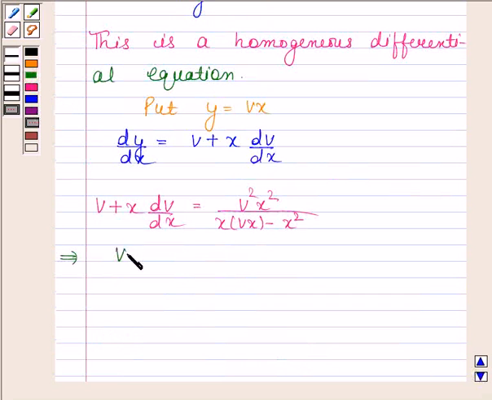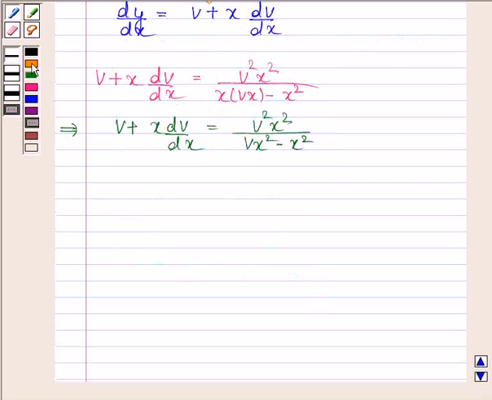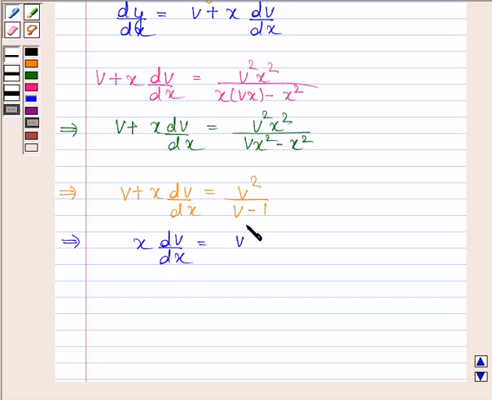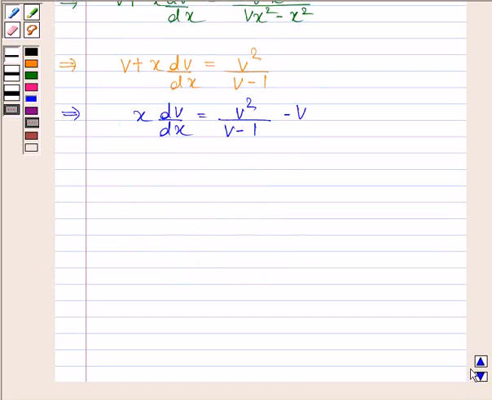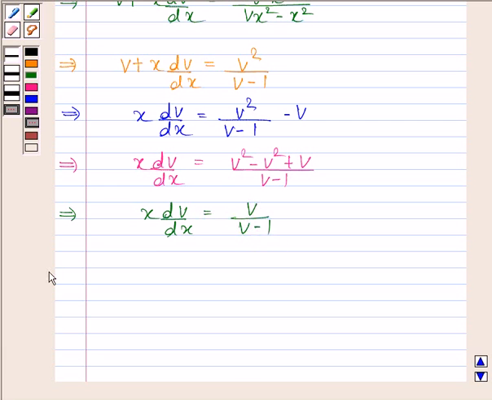This implies v plus x into dv by dx is equal to v square x square divided by vx square minus x square. This implies v plus x into dv by dx is equal to v squared by v minus 1. This implies x into dv by dx is equal to v squared by v minus 1 minus v. This implies x into dv by dx is equal to v squared minus v squared plus v divided by v minus 1. This implies x into dv by dx is equal to v by v minus 1.